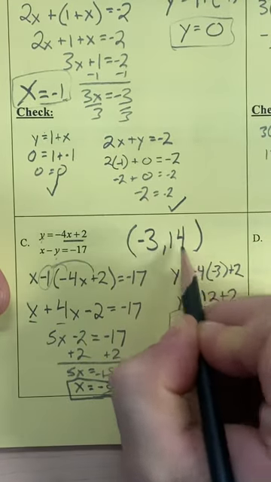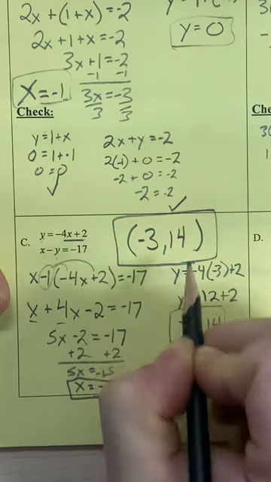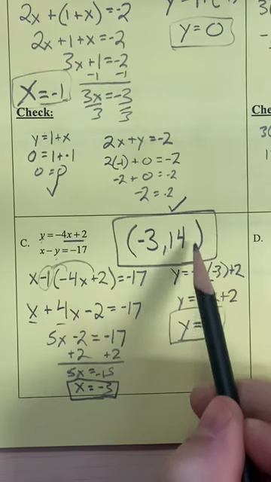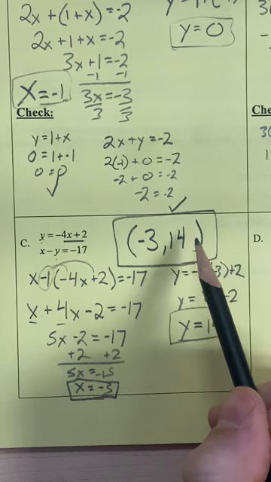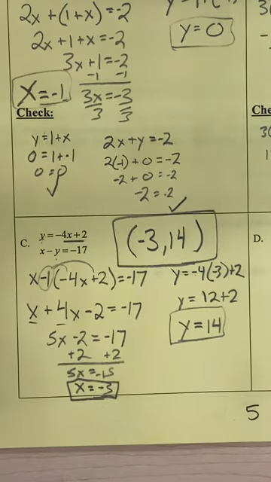This is a good example of why we would not want to graph this. Most of our graphs don't have 14 on them, and so that would end up far off the graph and wouldn't give us a good answer.